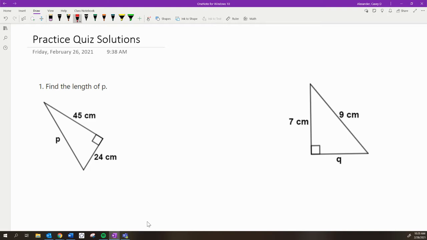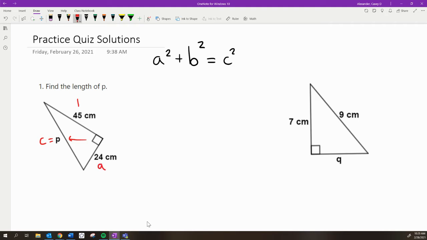The first page is two right triangle problems that you solve with the Pythagorean theorem. And remember that the Pythagorean theorem just says that the sum of the squares of the two legs, a squared plus b squared, is always going to equal the square of the hypotenuse. And the first thing to ask yourself is, what's the unknown? The unknown in our case on number one is the hypotenuse. It's the side that's across from the right angle.